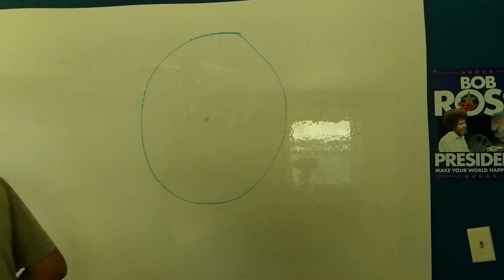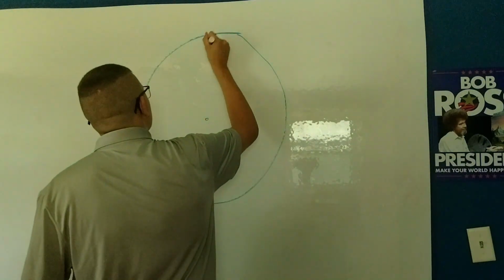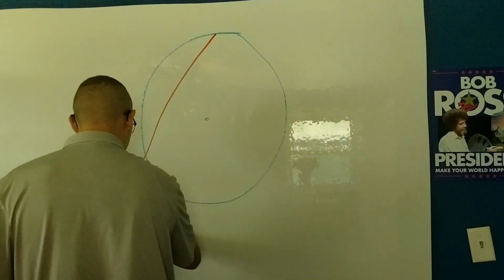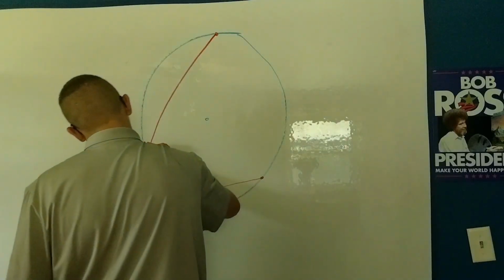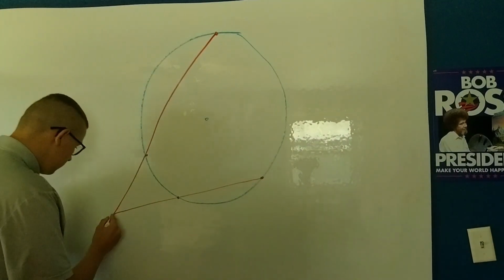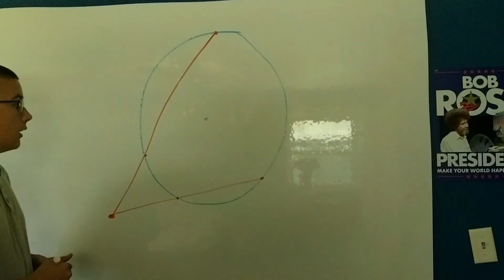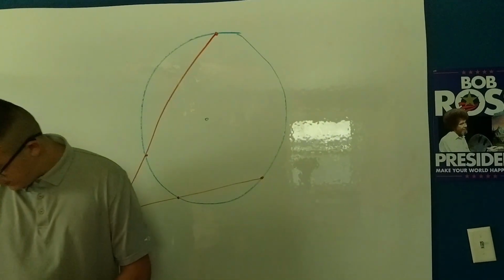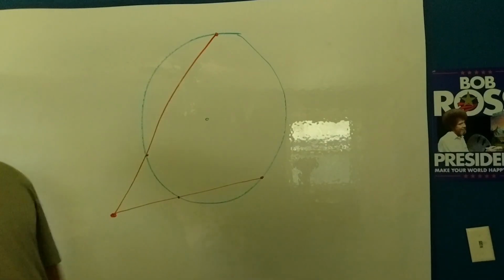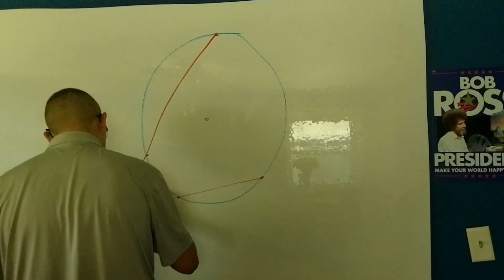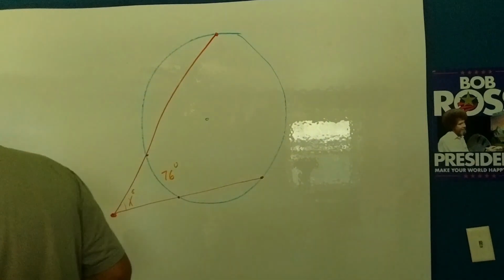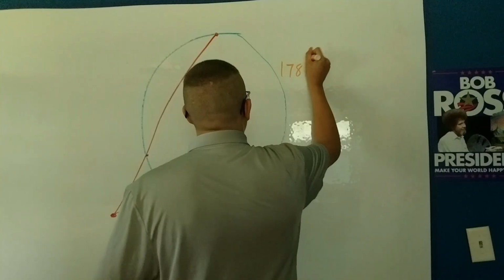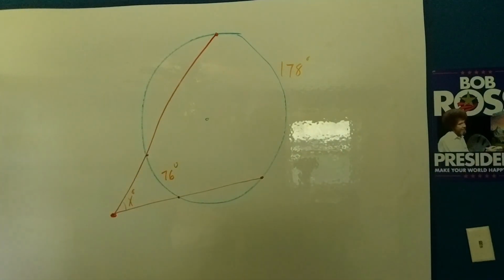So if we have a circle, and then we have 2 secant lines like this. Like this here. And I tell you that this is X degrees, that this is 76 degrees, and this is 178 degrees, like that. And I tell you to solve for X, right?